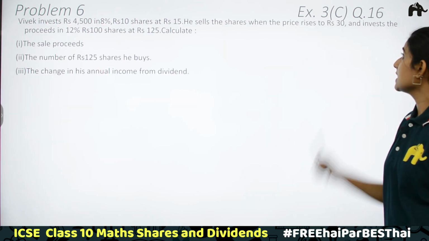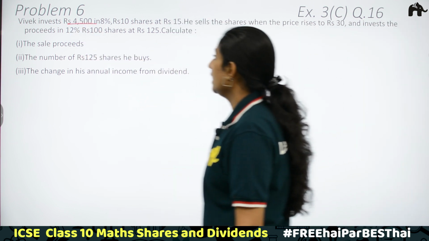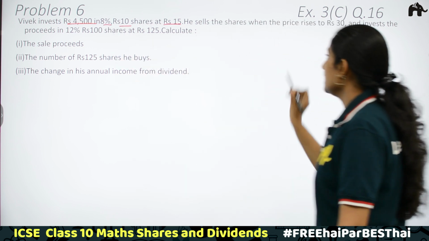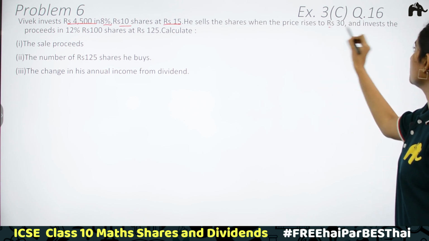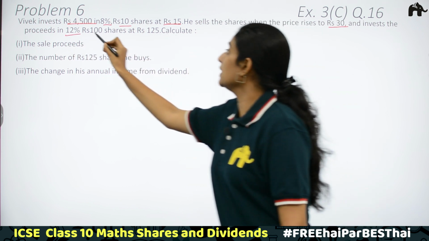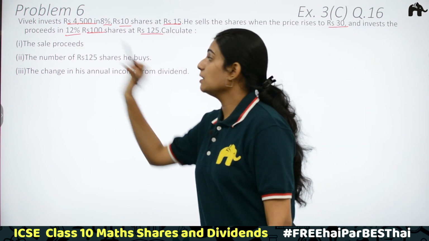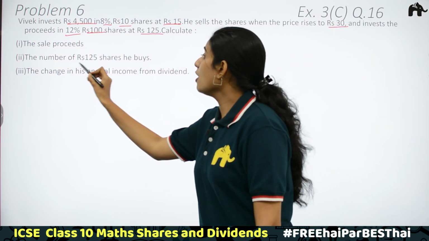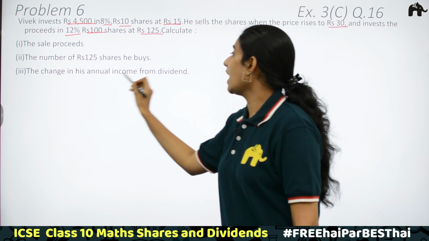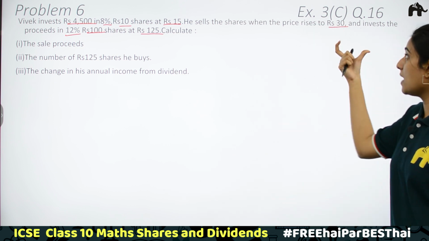Okay, problem number 6. Question number 16 of exercise 3C. Vivek invests rupees 4,500 in 8% rupees 10 shares at rupees 15. He sells the shares when the price rises to rupees 30 and invests the proceeds in 12% rupees 100 shares at rupees 125. Calculate the sale proceeds. Second, the number of rupees 125 shares he buys. Third, the change in his annual income from dividend. Is the question clear? We have two parts.